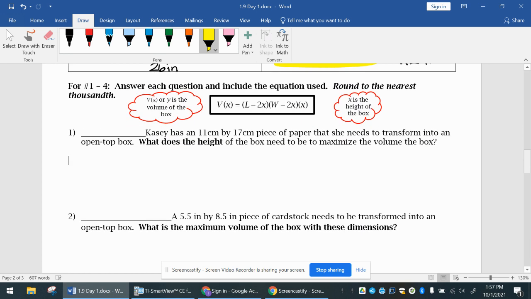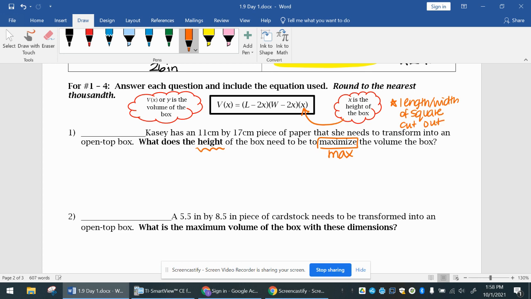Okay, so for this next section, we have a piece of paper that's 11 by 17 centimeters, and they want to create an open top box. They're asking, what is the height of the box so that we maximize the volume? Notice that the word max is in maximize. We're talking about the height of the box. The height of the box is always the x value. That's also the length and width of the square that you're cutting out from the corners.